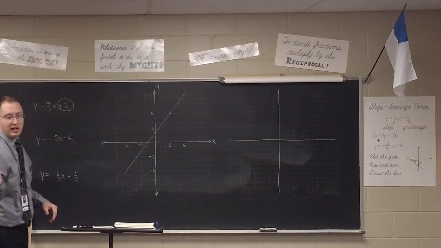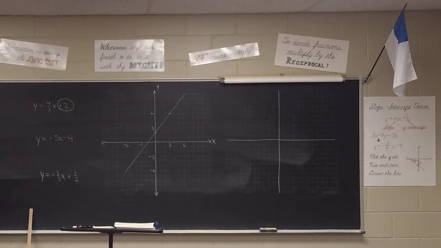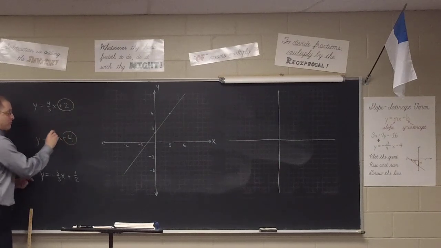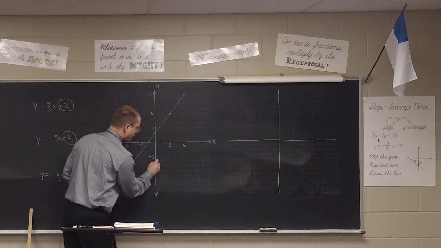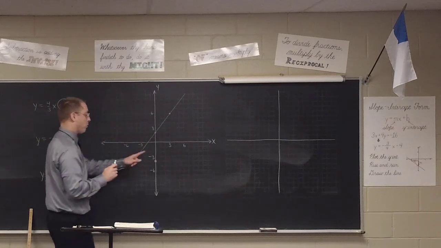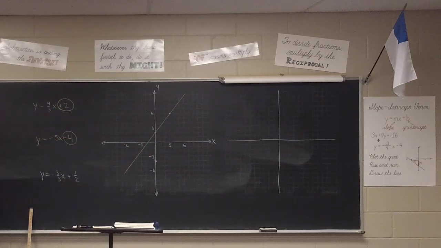Do this with me, correct? You can use the same graph grid you already had. For this next one, y equals negative 5x minus 4, what should I do first? Maddie? Good, on the y-axis. This is a y-intercept. So put the negative 4 on the y-axis. That's my y-intercept. Now, here's the problem.